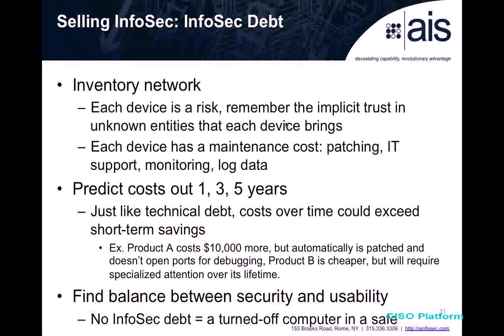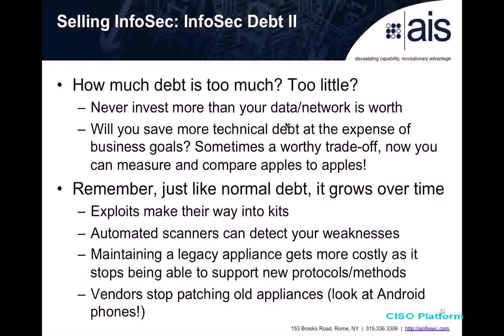So maybe product A costs a little bit more up front, but it's automatically patched, doesn't open up ports for debugging, and has a much more diligent security team. That might be a better offer down the road than product B, which would be cheaper but will require specialized attention over its lifetime, which will distract you from your other tasks. And then you obviously want to find a balance.